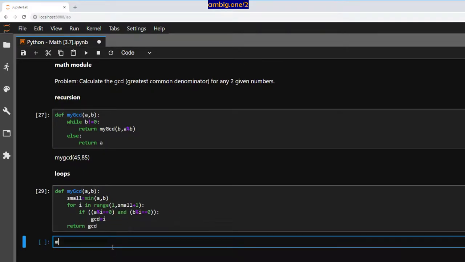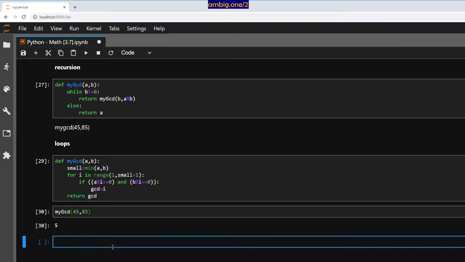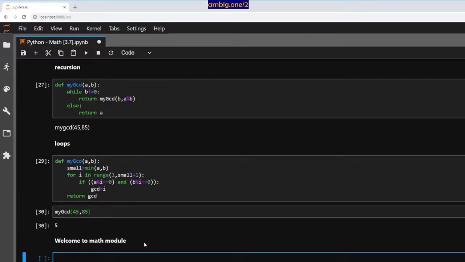I'm trying to show you a problem now, not a solution, okay? I mean, this is actually a solution, but the way of getting it is harder than what I'm going to show you next. So welcome to the math module. Code, markdown, shift enter.